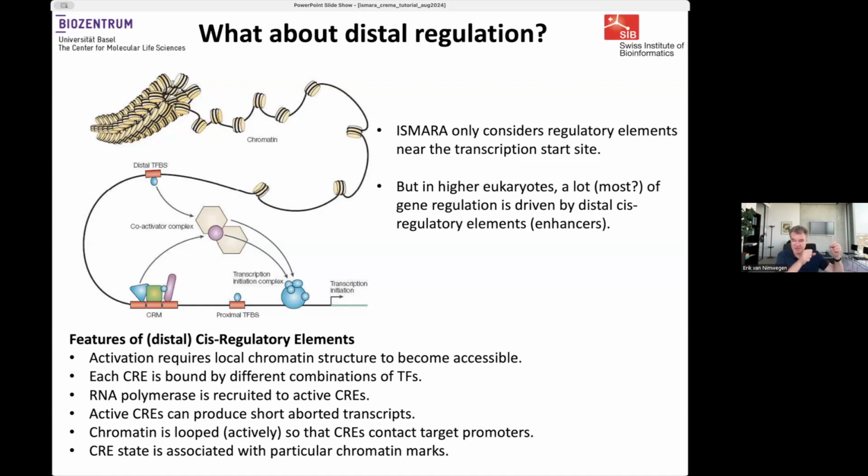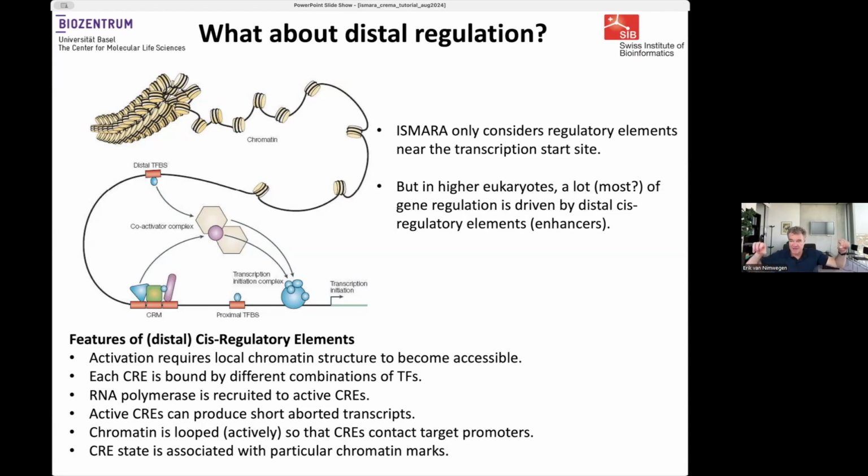Each of these CREs is bound by different combinations of transcription factors. And typically, once these CREs become active and groups of transcription factors are binding to them, they will also recruit the RNA polymerase. And the RNA polymerase can even try to start transcription from these enhancers or cis-regulatory elements, but often these make only abortive transcripts, so you get short transcripts generated from these CREs.